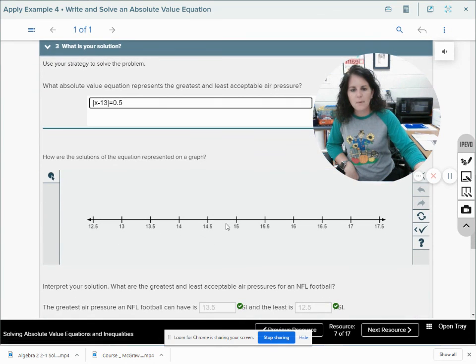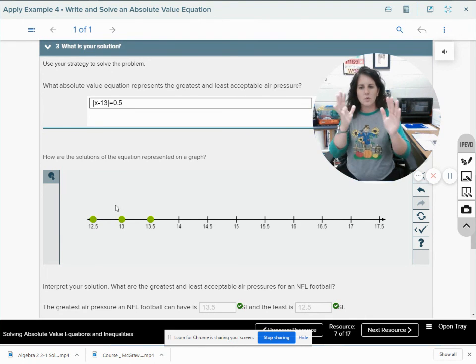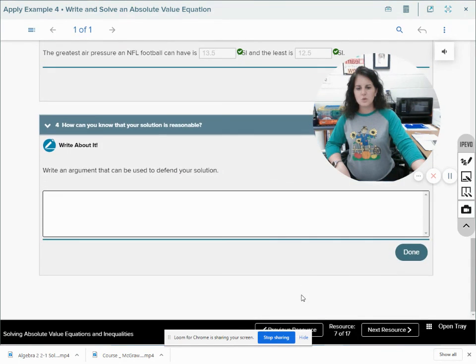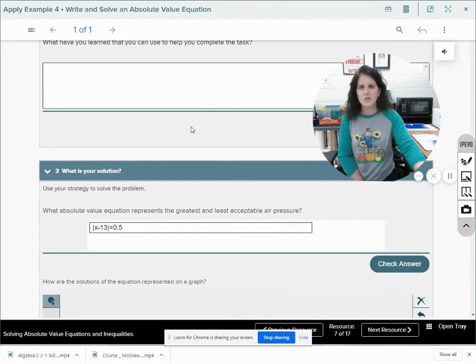So if we're thinking about this on a number line, the PSI is ideally 13 pounds, but it can be to this side of it over here at 12.5, or it can be over here on this side at 13.5. So the PSI of the ball is somewhere in between this 12.5 and this 13.5. And we can show that by taking whatever it is, subtracting 13, and the absolute value of that should be 0.5. All right, and that's going to take us up through the end of this video. We'll continue this lesson more tomorrow.